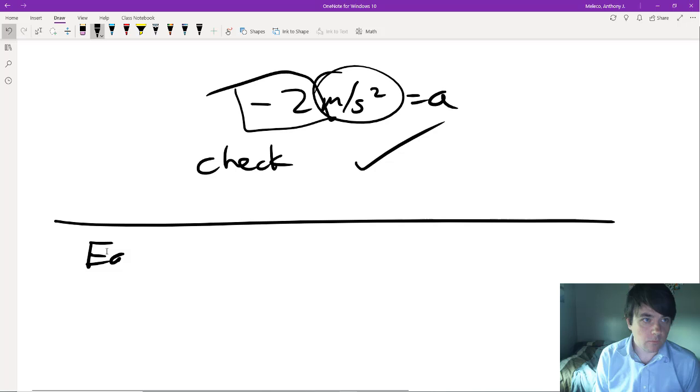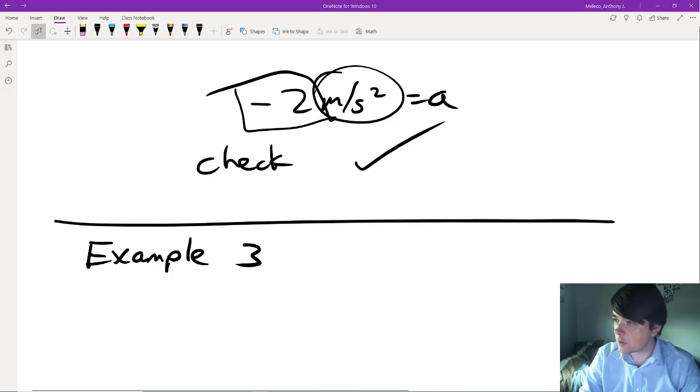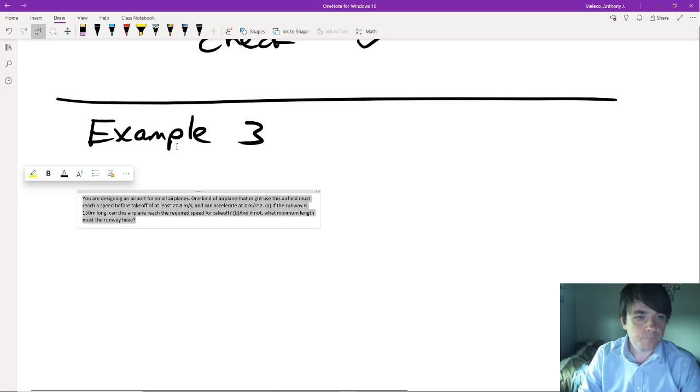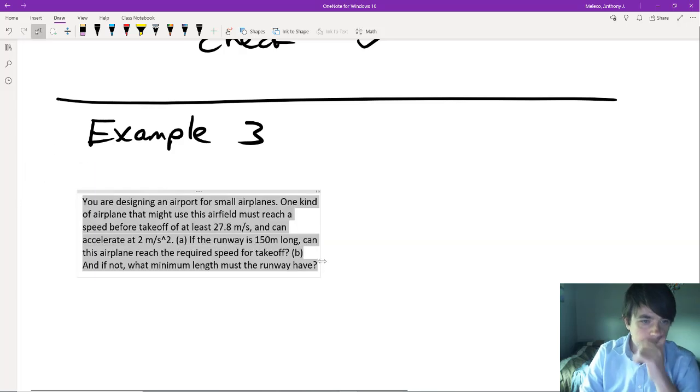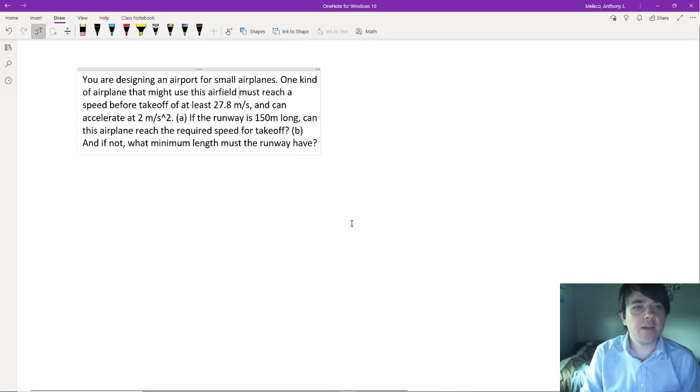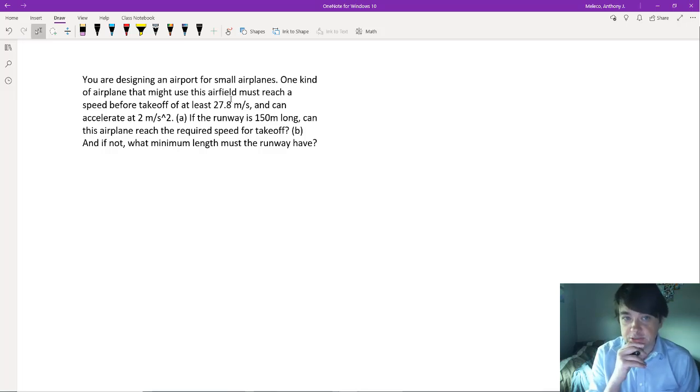Example 3 is up next. Here it is. You're designing a small airport for small airplanes. One kind of airplane that might use this airfield must reach a takeoff speed of at least 27.8 meters per second and can accelerate at 2 meters per second squared. If the runway is 150 meters long, can the airplane reach the required speed for takeoff? And if not, what minimum length must the runway have?